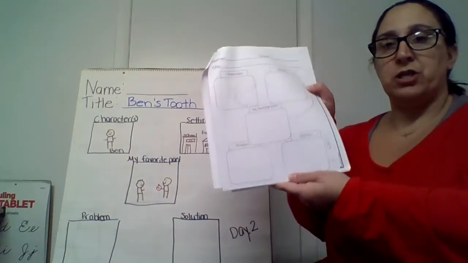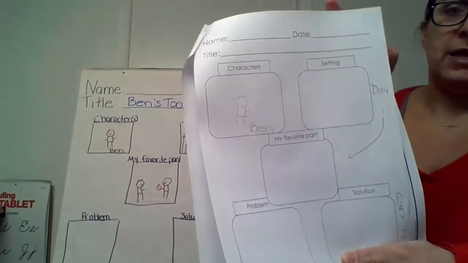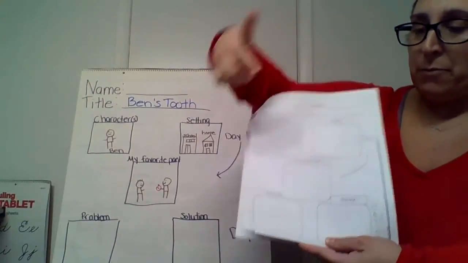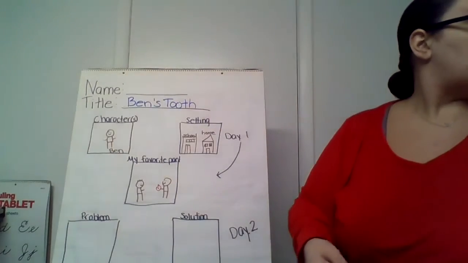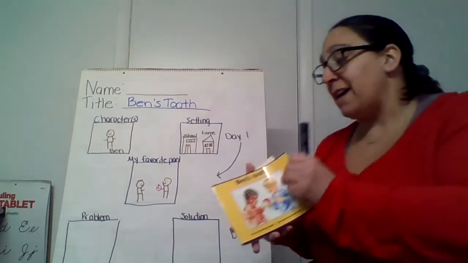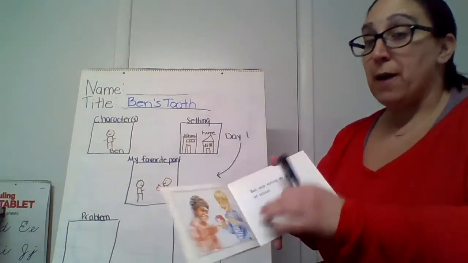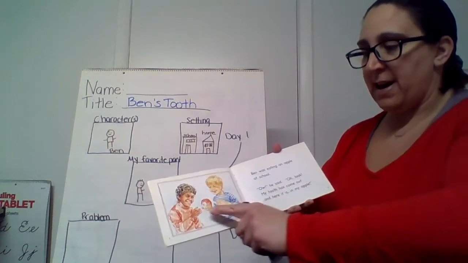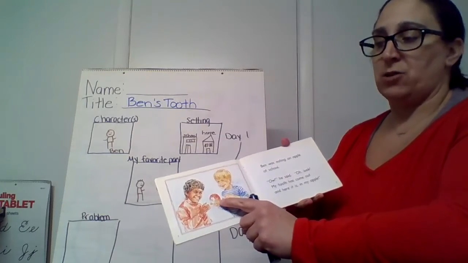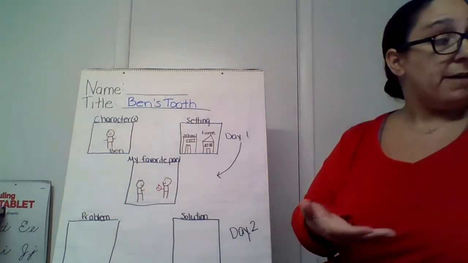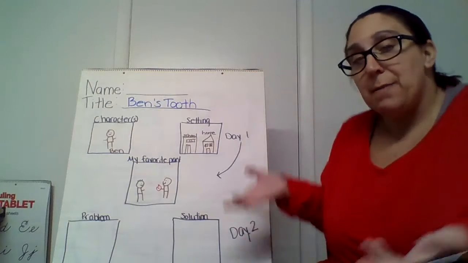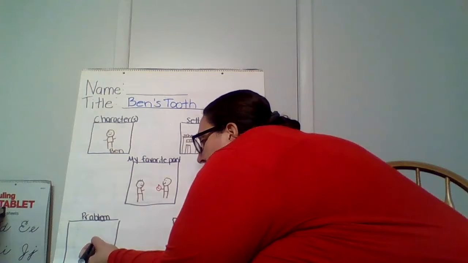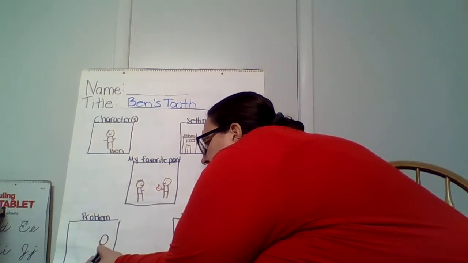Right now I want you to turn to this page that you already completed, where we did Ben's Tooth and you put the character, the sentence, my favorite part, and problem and solution. So the problem that I came up with in this story, there might be more than one, so you might have a different answer. The problem I have is that Ben lost his tooth in the apple, right? That's a problem. Uh-oh. How am I going to get it out? How am I getting it home?